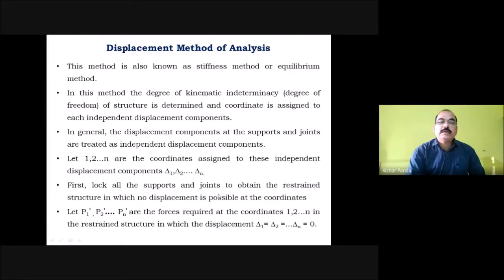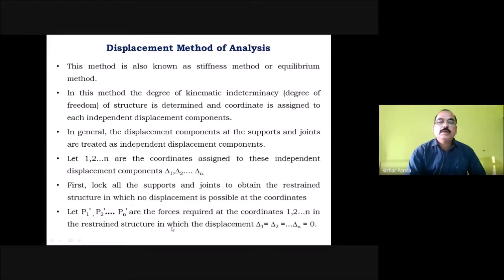Lock all the supports and joints to obtain the restrained structure in which no displacement is possible at the coordinates. So first, lock all the supports and joints, or restrain all the joints, so that no displacement takes place at any joint. Let P1 dash, P2 dash, Pn dash be the forces required at the coordinates 1 to n in the restrained structure. Along coordinate direction 1 show the force P1 dash, along coordinate direction 2 the force P2 dash, and similarly along coordinate direction n the force Pn dash.